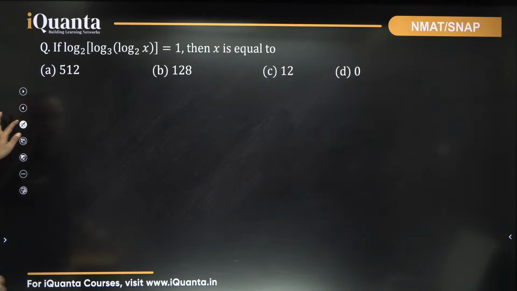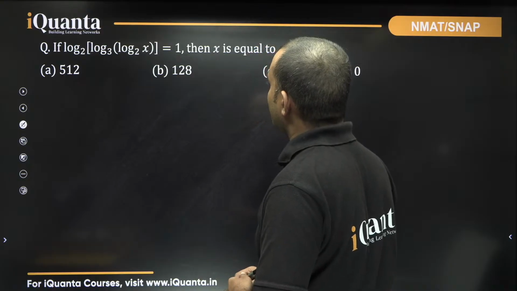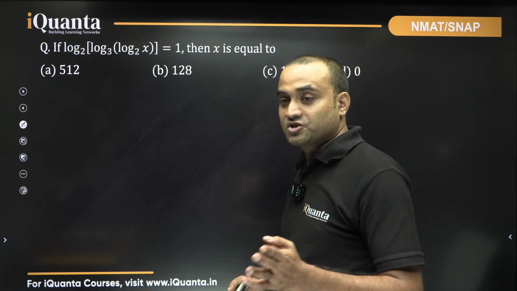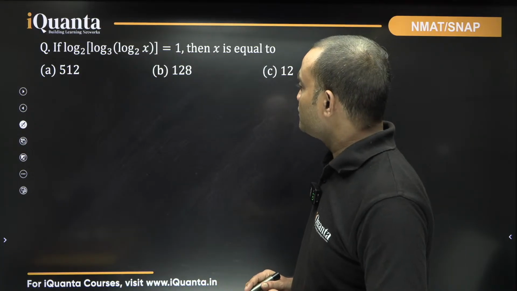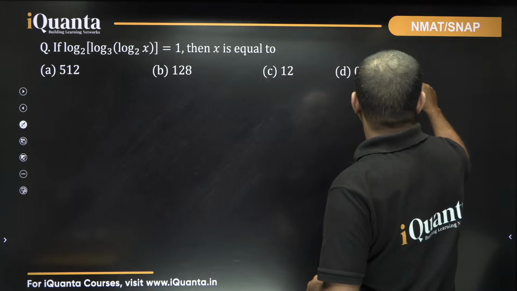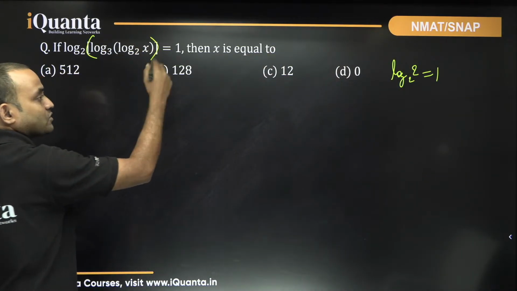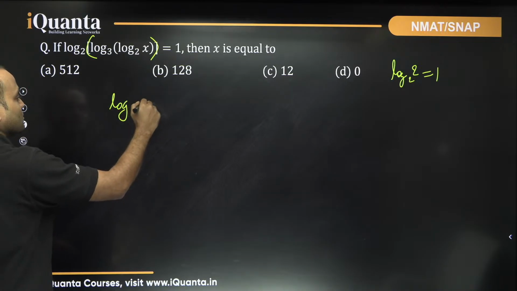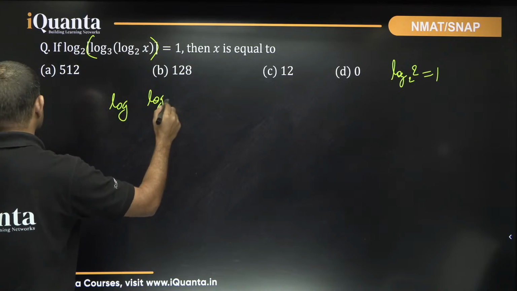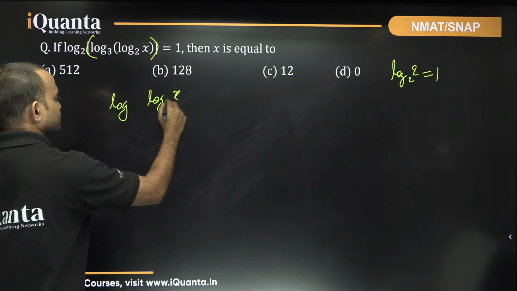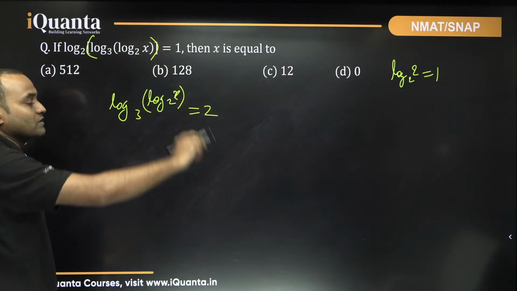Option A, okay. If log of log x to the base 2 to the base 3 to the base 2 is equal to 1, then x is equal to... We know that log 2 to the base 2 is equal to 1, so this whole term will be equal to 2. So log of log x to the base 2 to the base 3 will be equal to 2, then only this whole will become 1.